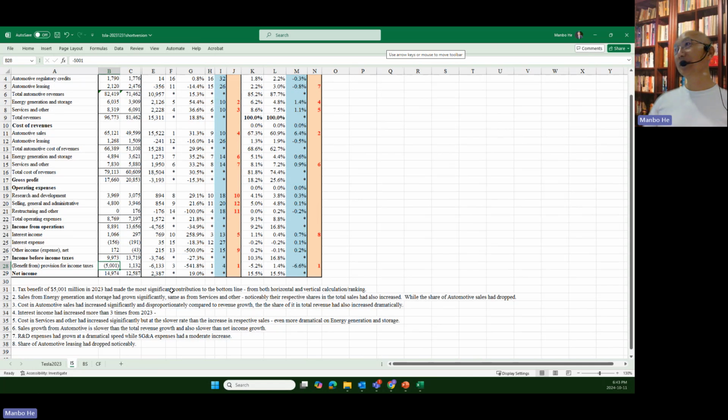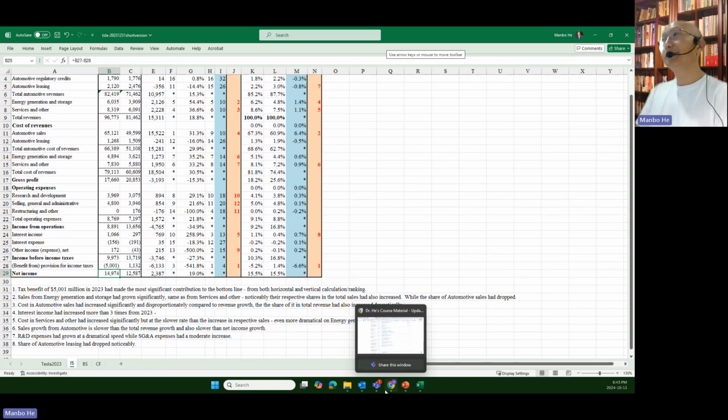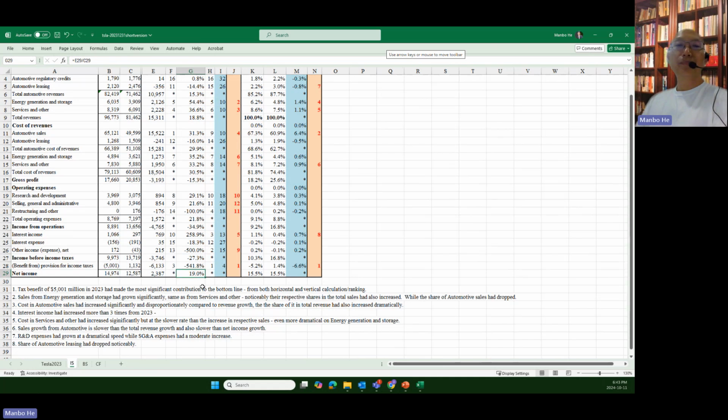And it has made the most significant contribution to the bottom line. The bottom line is net income of over $14 billion for 2023, which is a big increase versus the previous year, right? So from both horizontal and vertical analysis, we see that result, right? So tax benefit, that is something we need to look into. What happened? Why did Tesla get that big amount, $5 billion, as a tax benefit, right?